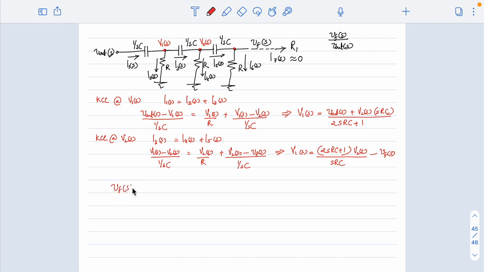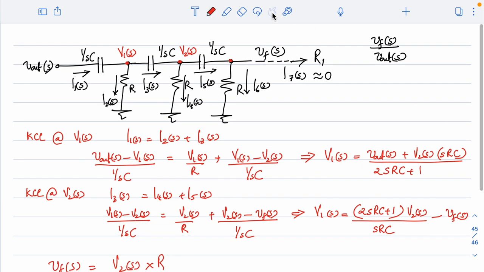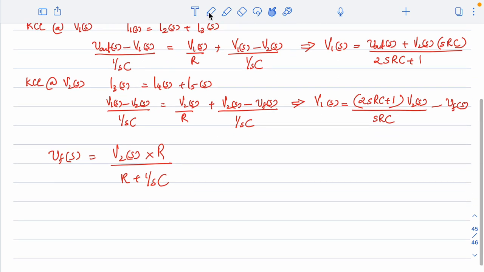How can I write Vf? Vf of s can be written as V2 of s, by voltage division, into R divided by R plus 1 by SC. Like this I can write. Now, solving further, from this I can write V2 of s, because I want to eliminate the intermediate variables V1 and V2. So V2 of s can be written as, this is R by 1 by SC, so this will come as R divided by R plus 1 by SC.